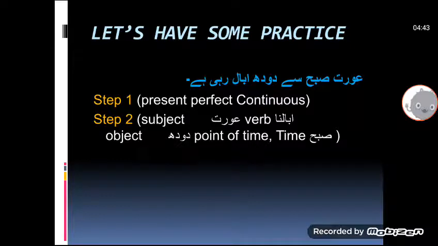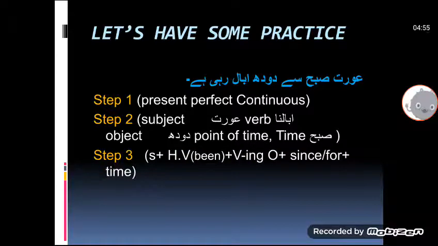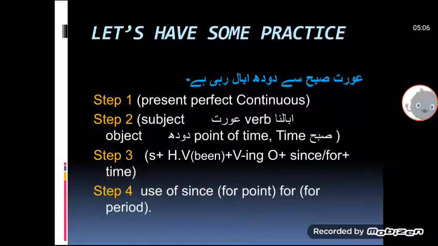Step 2: find out subject, verb, and object, as well as find out time. What time is it here? Is it period of time or point of time? Clear? This is very important. Next, the third step is formation. Subject, helping verb, has been or have been, verb ing, object, since or for, time. And the fourth one: use of since for point of time and for for the period of time.